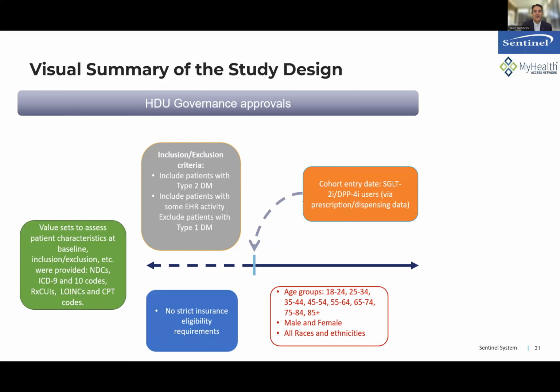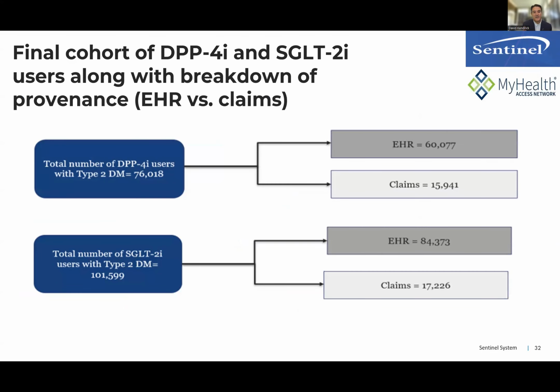And you can see here how this broke down. Very quickly, we were able to identify on the DPP4 arm over 76,000 patients that qualified into the cohort. You can see the numbers there: over 60,000 we had clinical EHR data on, and almost 16,000 we had claims data on. In the other arm, for SGLT2s, we had over 100,000 patients that qualified into the cohort, and EHR data was available on 84,000 of those, with claims data on 17,000 of them.